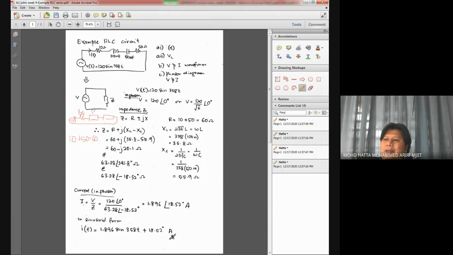This is XL. Although I'm not mentioning my value yet, in my diagram I've already indicated where is my XL, where is my XC. And finally, maybe I combine my impedance to be like this. So that's the thing that I would like to comment first before we get into details on the calculation, because it is very important for you to get marks.